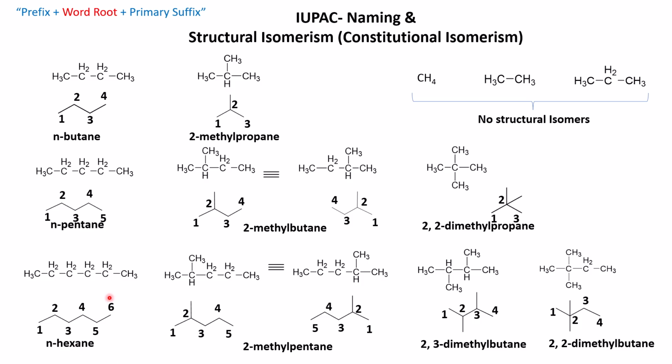So all these compounds, 1, 2, 3, and 4, are considered structural isomers or constitutional isomers, and this type of phenomenon is called structural isomerism or constitutional isomerism.